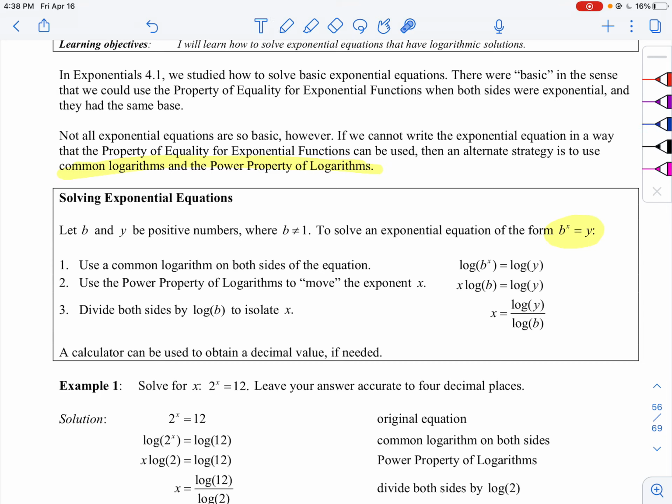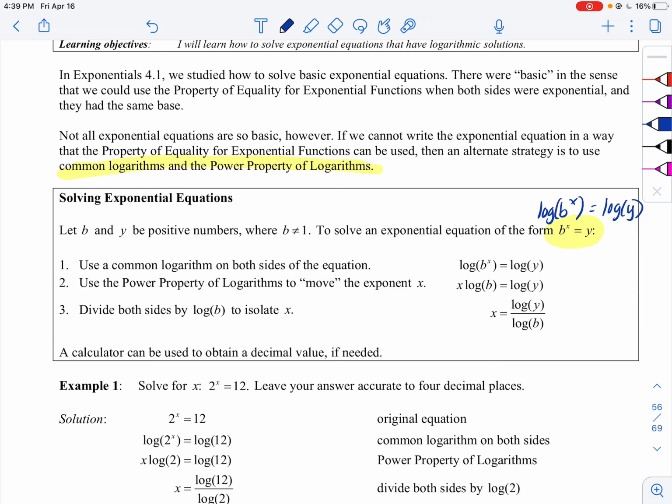The first step is to use common log on both sides of the equation. So from b to the power of x, it became log of b to the power of x. And from y, it became log of y. Technically, I just inserted log on both sides, before every variable, whatever that is. Sometimes it's a number, so you just insert a log before a number. But in this case, it's before a letter.